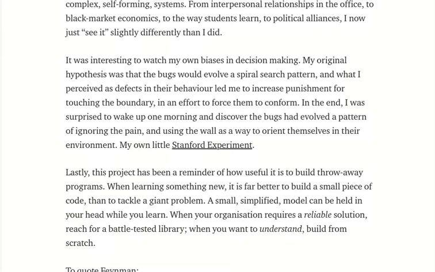It was interesting to watch my own biases in decision-making. My original hypothesis was that bugs would evolve a spiral search pattern, and what I perceived as a defect in their behavior led me to increase punishment for touching the boundary in an effort to force them to conform. In the end, I was surprised to wake up one morning and discover the bugs had evolved a pattern of ignoring the pain and using the wall as a way to orient themselves in their environment. Turned into my own little Stanford experiment.